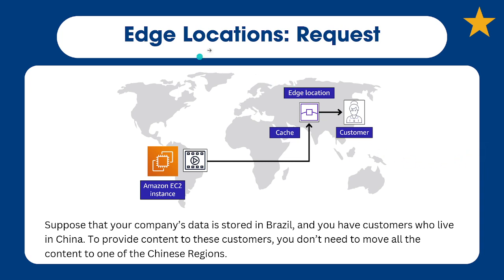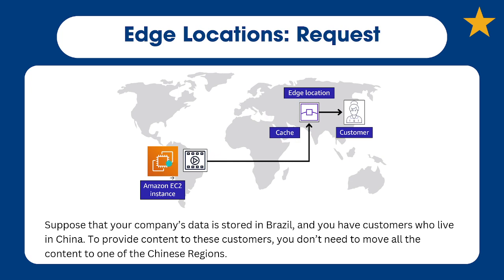So let's take a look at this graphic. So suppose your company's data is stored in Brazil. So we have our Amazon EC2 instance running here in Brazil. But we have customers in China, right? Like as we saw, like Singapore, China. AWS delivers content all over the world, right? So even though your instance is here in South America, you can still deliver in Asia, and you can still deliver reliably and with speed because of this edge location.